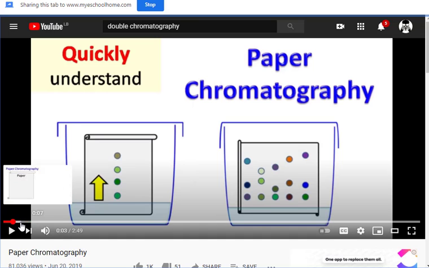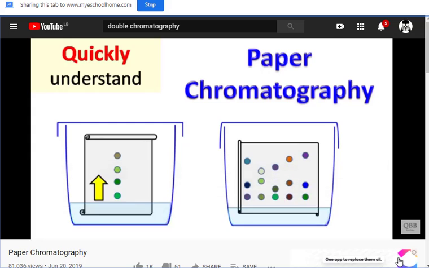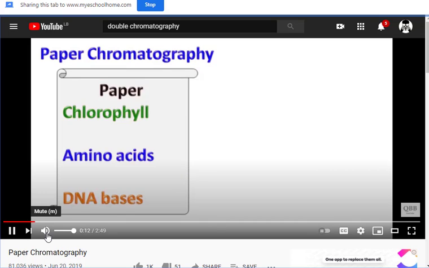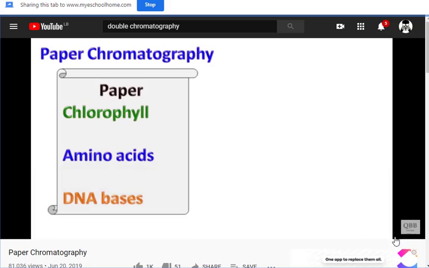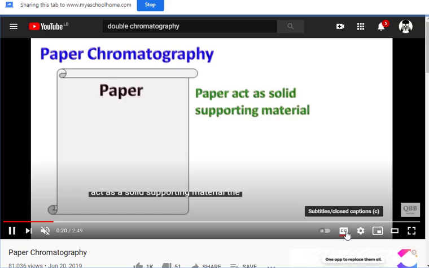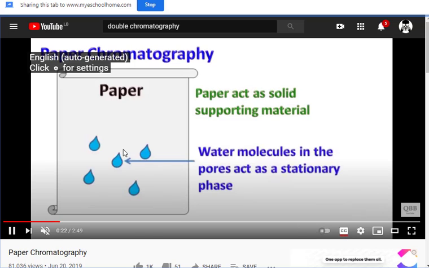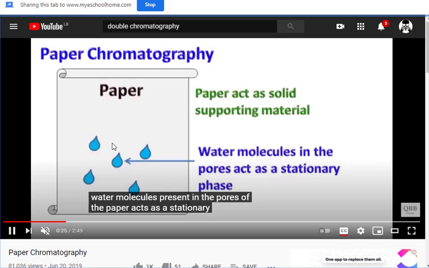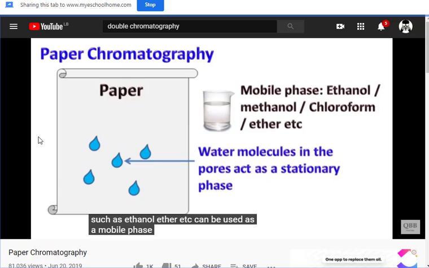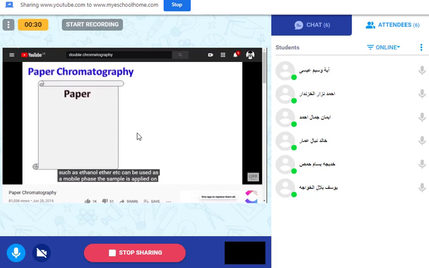So, paper chromatography basics. Let's talk about paper chromatography. Paper chromatography is a common technique widely used for the separation of chlorophyll pigments and amino acids. Now we will focus on the separation of amino acids. So this paper is going to absorb the solvent, the liquid. The paper is going to absorb the liquid.